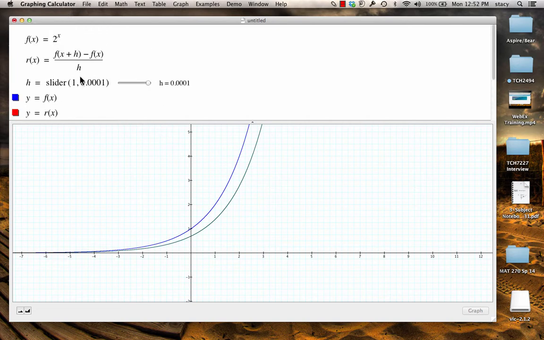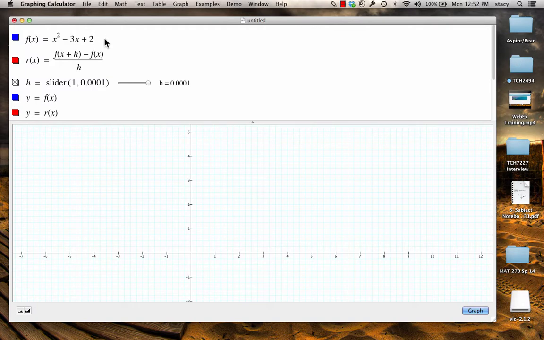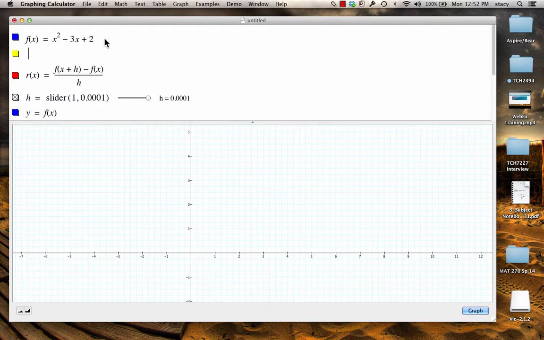So if you do that, you can do this process with any derivative that you're trying to find. So if I have the function x squared minus 3x plus 2, then I would expect for my derivative using the rules to be, we'll call it k of x, and using the rules, I think that the derivative should be 2x minus 3, and let me make this purple.